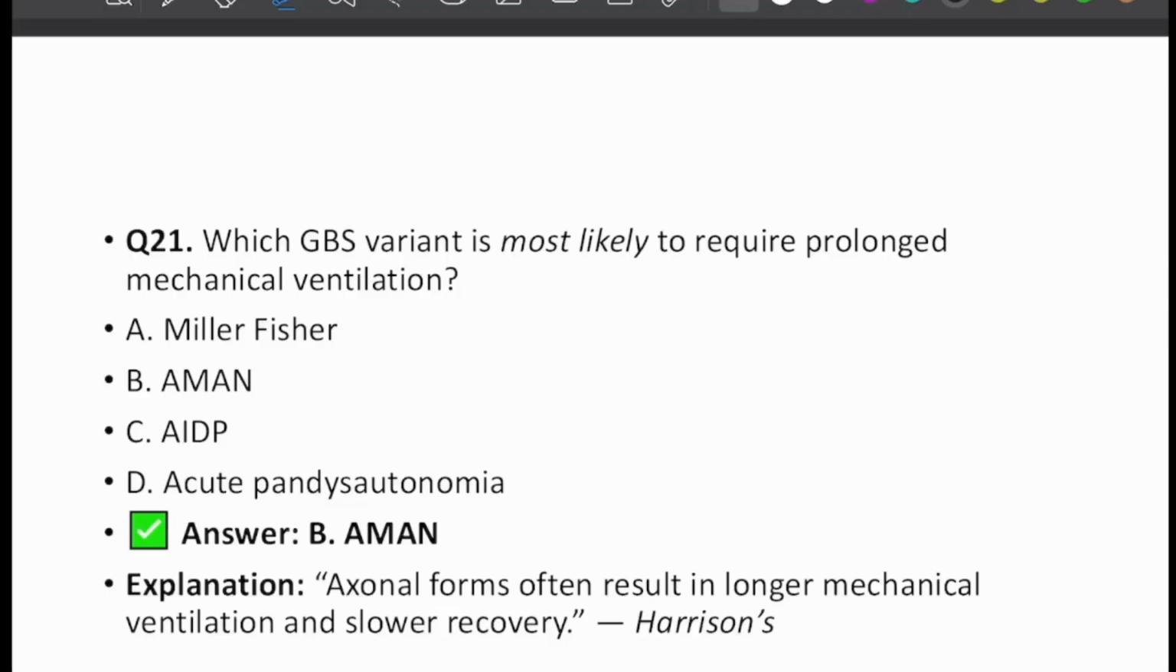Which GBS variant is most likely to require prolonged mechanical ventilation? Answer, again as we have discussed, is AMAN, because AIDP has a better prognosis. Miller-Fisher also has a good prognosis. Pandysautonomia usually doesn't require ventilator support. AIDP has a better prognosis, and in AMAN the NCV shows evidence of axonal damage. It has a bad prognosis.